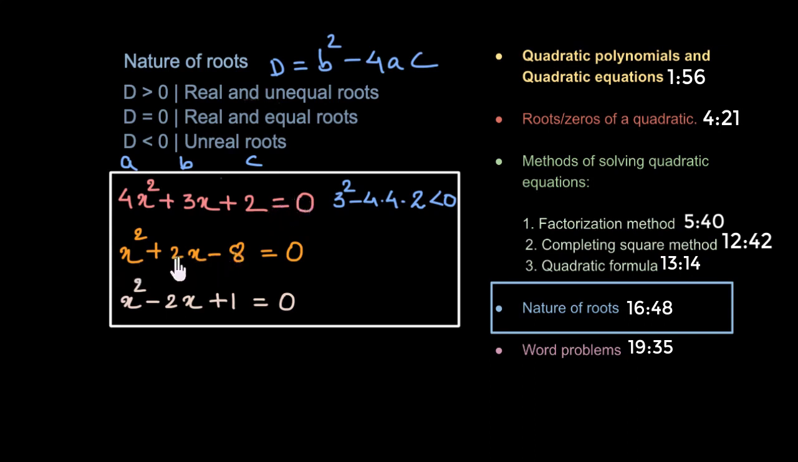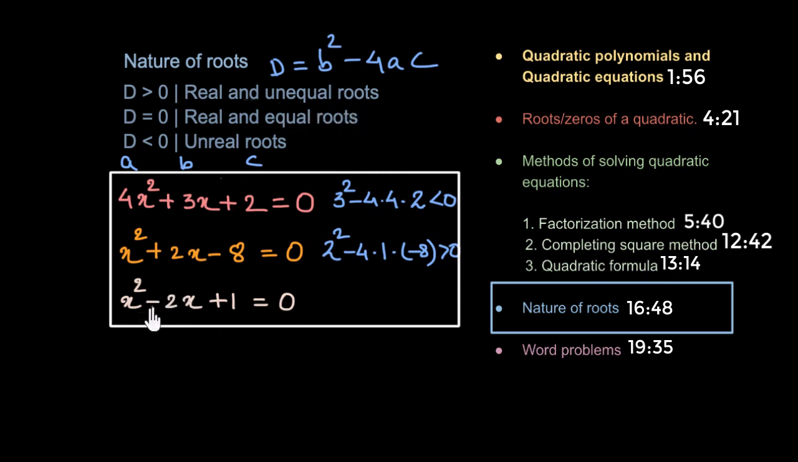Let's take the second example. In this case, b square minus 4ac would be 2 square minus 4 times a, that is 1, times c, that is negative 8. So this would give us 4 plus 32, which is greater than 0. Hence this is greater than 0. We would say that the roots are real and unequal.